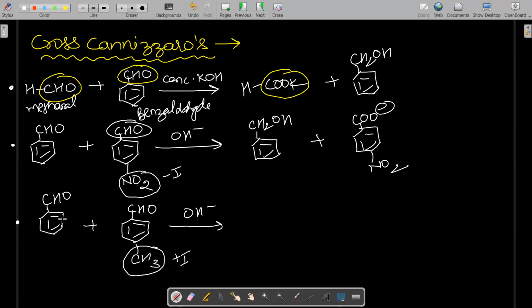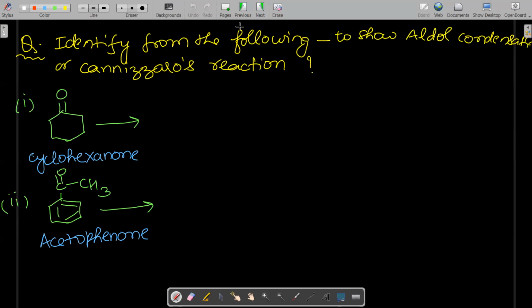So in that respect, this one will be oxidized. So in this case, we get benzoic acid or sodium salt of benzoic acid. And in the second molecule where the plus I effect is there, the CHO group is reduced into alcohol. Okay. I hope this concept is clear to all of you. So if you know about this concept, then you can identify.